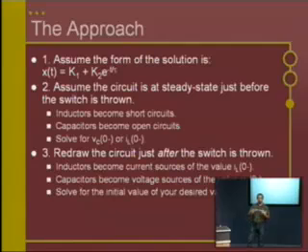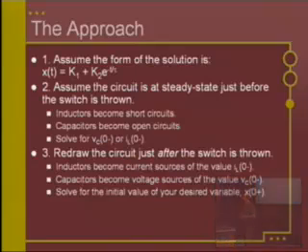Once we've found that initial condition on the storage element, we're going to replace the storage element with an independent source. It'll be a current source for an inductor, and a voltage source for the capacitor. The value for those sources will be whatever you solve for in step 2, whether it was the voltage across the capacitor or the current through the inductor. Then you solve for the initial value of your desired variable, the current, the voltage, or whatever. We're going to give that the name i of 0 plus or v of 0 plus, whichever it is that you happen to be solving for.